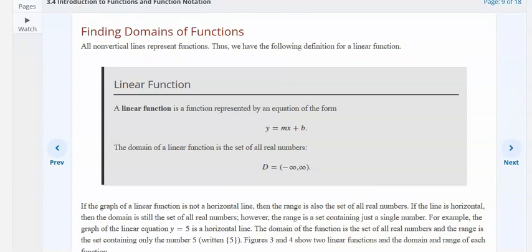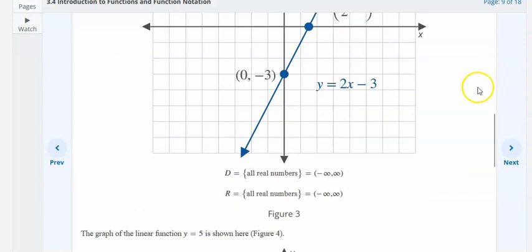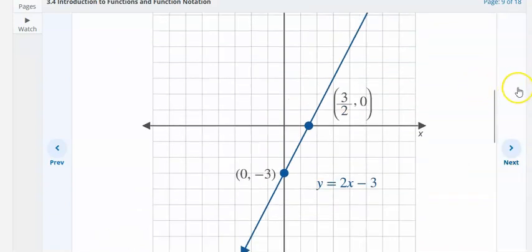Now, in this background information, they're asking us to find the domain of a function. So you might recognize this as slope-intercept. If you convert the y to f of x, it's now in function notation. So what would the domain and range of a line that looked like this be?